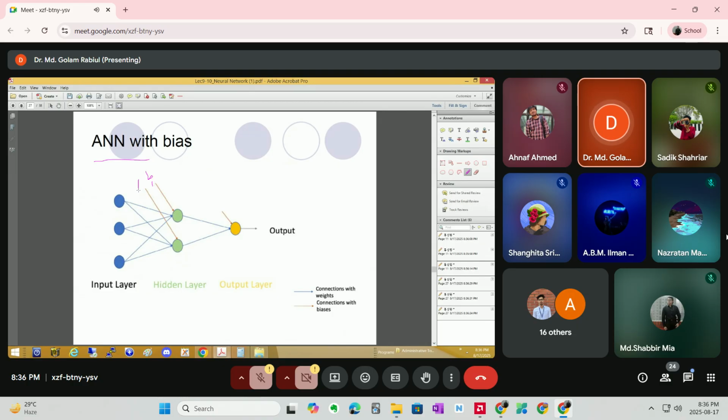B1, this is B2, like this. Similarly, there is also a bias in the output layer. This is BO. This bias means that to complete the linear equation, we have to add a constant value, or you can say an intercept. So that is our bias.